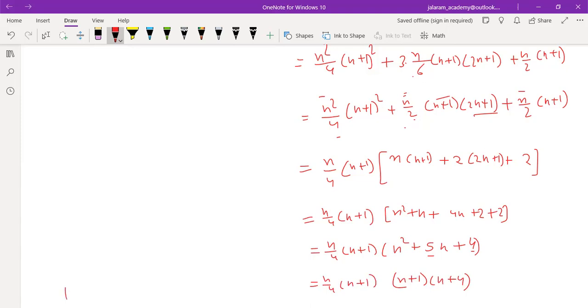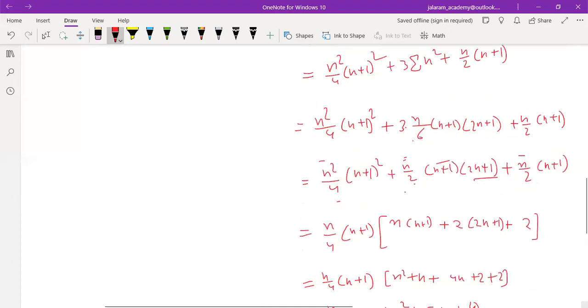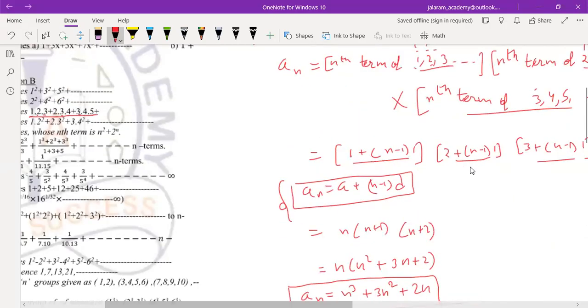So finally, the sum of this series 1 into 2 into 3 plus 2 into 3 into 4 plus 3 into 4 into 5 and so on up to n terms, we have calculated as n by 4 into n plus 1 into n plus 1 into n plus 4. As there are two n plus 1, we can write n by 4 into n plus 1 whole square into n plus 4. This is the answer. Understood everyone?